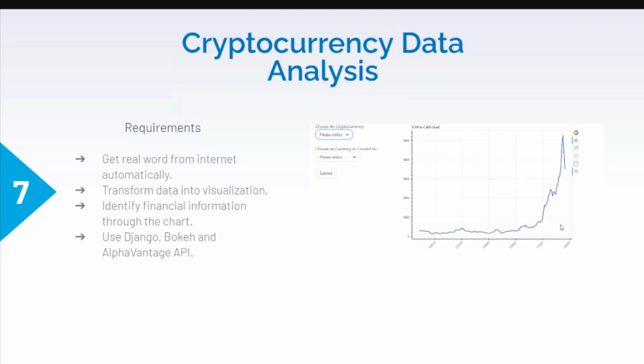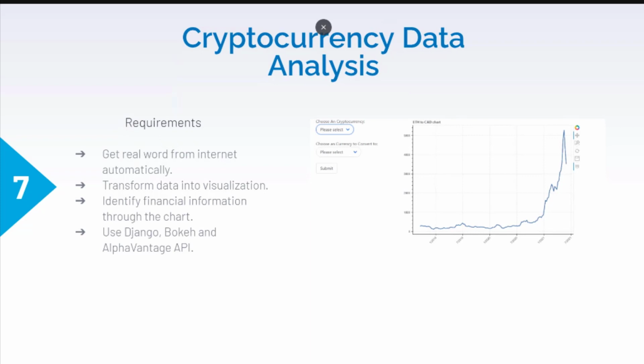Then the cryptocurrency analysis. When we start the web server, we need to get the data and transform the data into the chart, into the visualization. And we need to use Django, Bokeh, and the Alpha Vantage API so we can get the actual information and display it properly in this format.